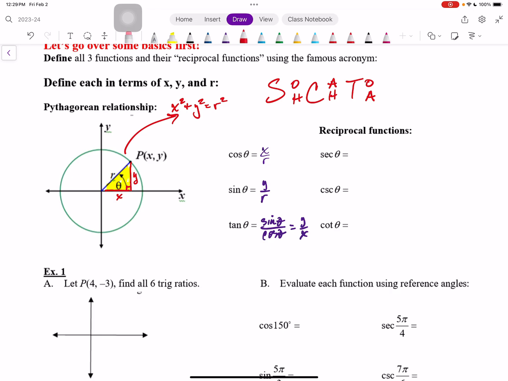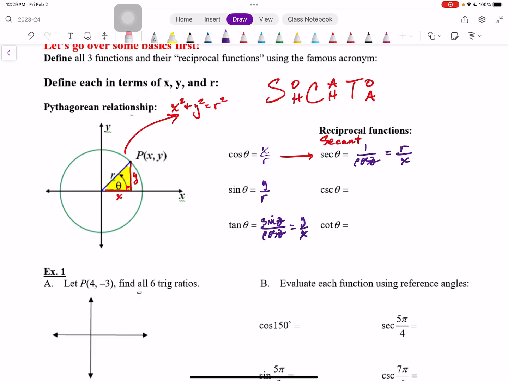The reciprocal of cosine is called the secant function. Now, secant is spelled like this right here, and secant theta is a reciprocal of cosine, so I can write it as 1 divided by the cosine of theta. And then if you take the reciprocal of x divided by r, you get r divided by x. They're reciprocals. And I'll apply this here in a minute in example 1.